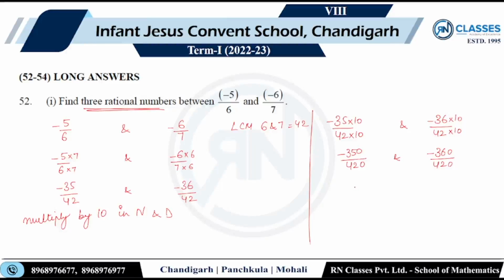Can I find 3 now? Yes, minus 351 by 420, minus 352 by 420, and minus 353 by 420. Right, I got 3 of them ready over there. After 353 comes 354, 5, 6, 7, 8, take as many as you like. You have to write only 3, so I took the first 3 that I found.